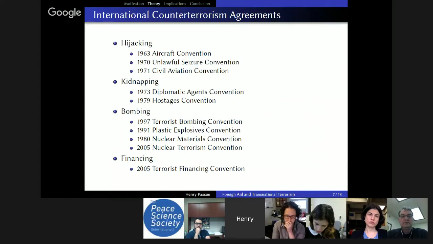These are the 10 United Nations Counterterrorism Conventions. These are the agreements I'm talking about today. And they're in a variety of issue areas, including hijacking, kidnapping, bombing, and terrorist financing. However, one thing they share is that they each provide explicit requirements for states to control their nationals by taking specific measures, which I talk about as benchmarks.